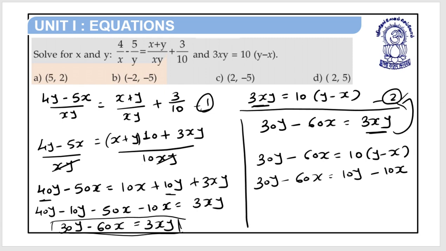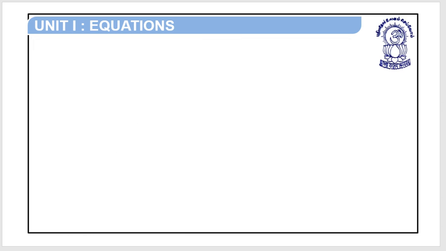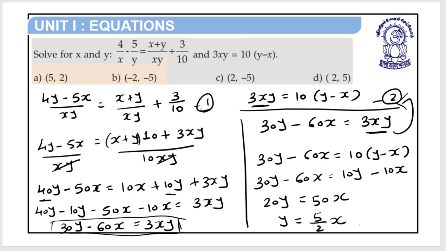30y minus 10y, so 20y, and minus 10x plus 60x, so 50x. So y is equal to 5 by 2x. Put the value of y as 5 by 2x into equation number 2: 3xy is equal to 10 into y minus x. Here the value of y is 5 by 2x.